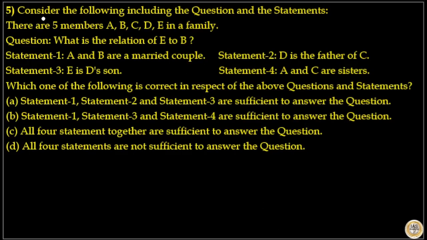Next is question number 5. Consider the following question and statements. There are 5 members A, B, C, D, E in a family. The question is, what is the relation of E to B? Statement 1, A and B are a married couple. Statement 2, D is the father of C. Statement 3, E is D's son. Statement 4, A and C are sisters. Which one of the following is correct in respect of the above question and statements?